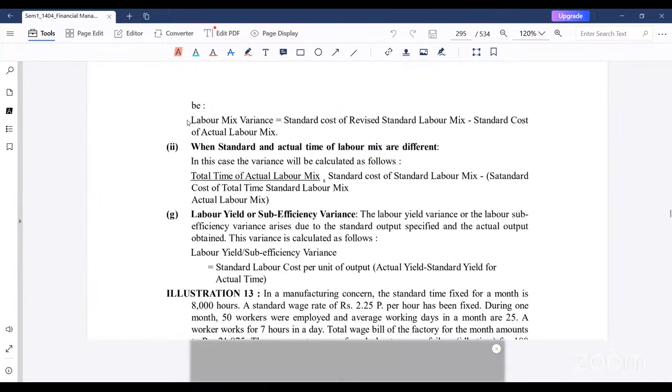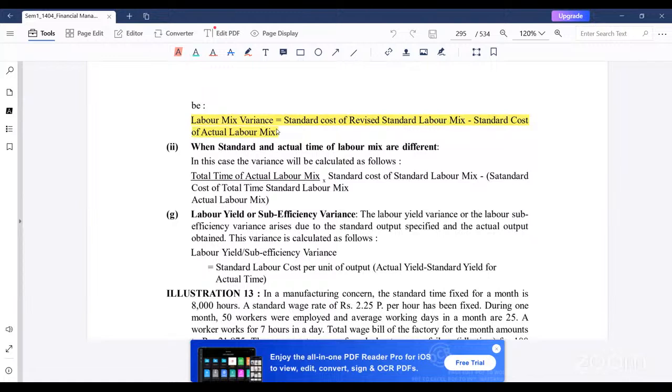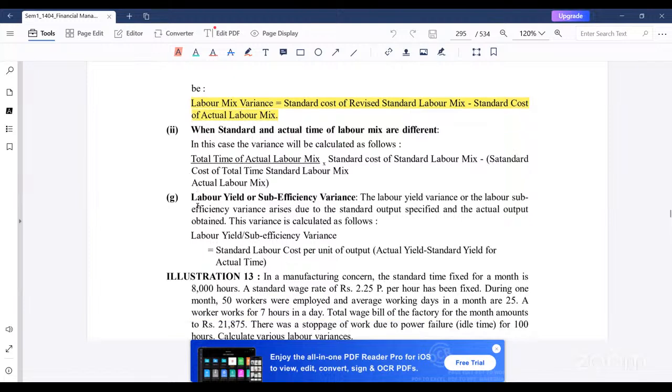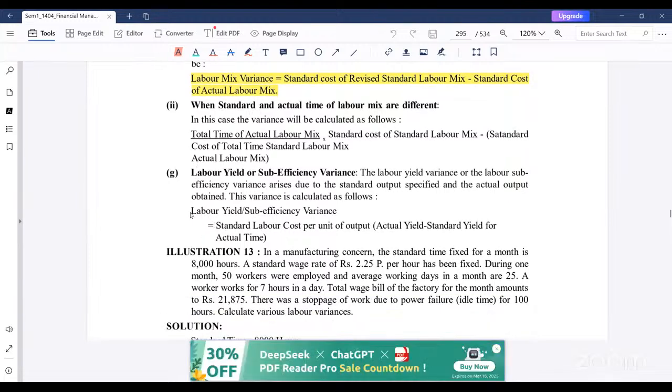And this is labor mix variance. Labor mix variance is equal to standard cost of revised standard labor mix minus standard cost of actual labor mix. And this is the labor yield efficiency: standard labor cost per unit of output into actual yield minus standard yield for actual output.